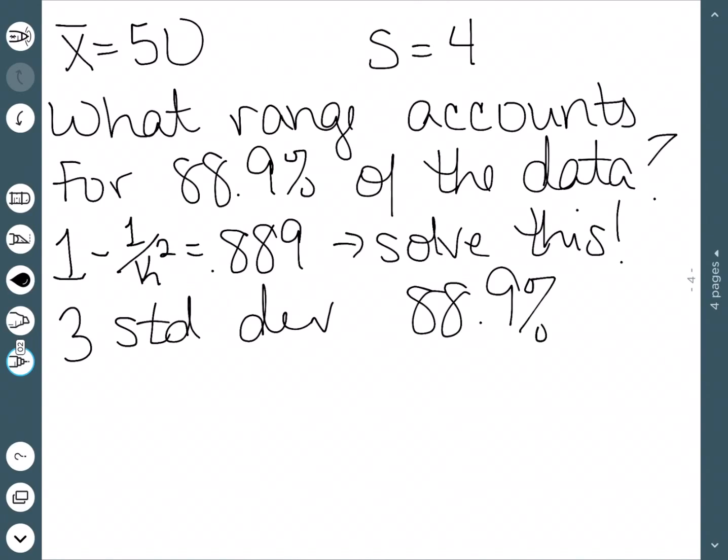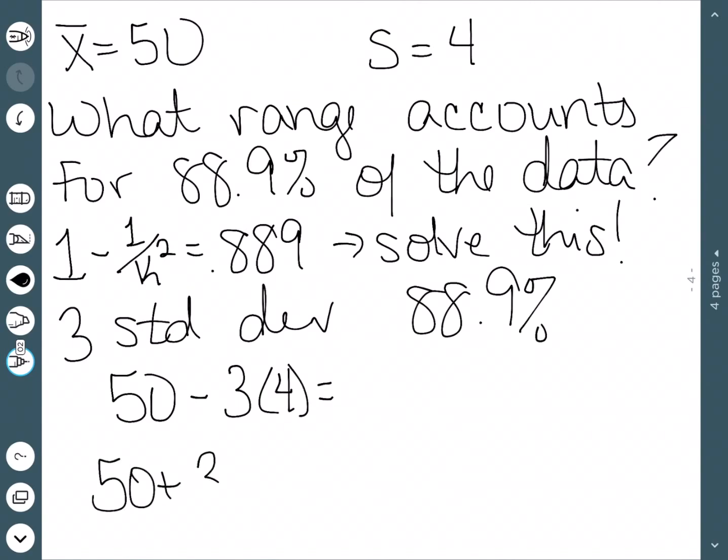So we know 3 standard deviations. So we need to go 3 times our standard deviation below the mean, and also 3 times our standard deviation above the mean. We know that 3 times 4 is 12, so 50 minus 12 is 38, and 50 plus 12 is 62. So now we've said that between 38 and 62 holds at least 88.9% of our data.